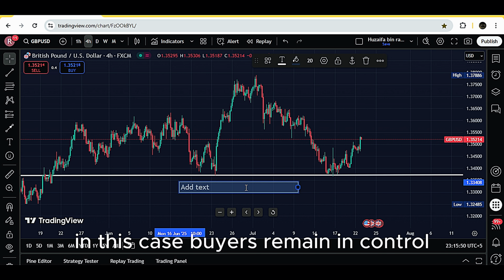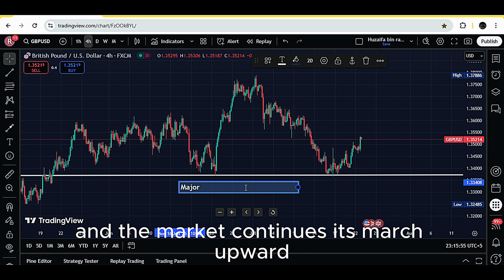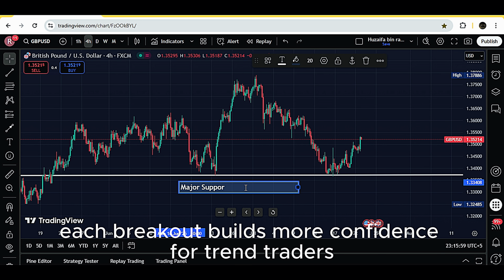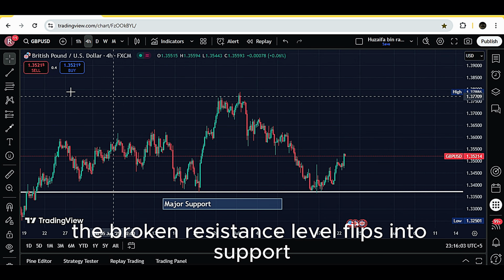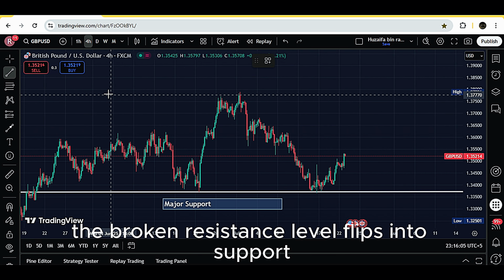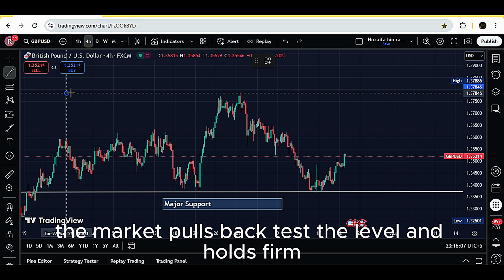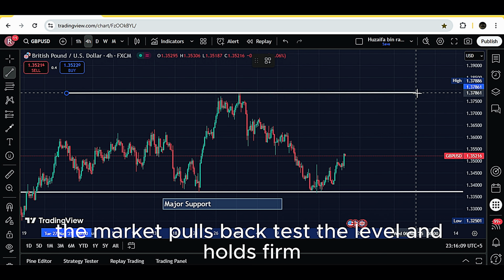In this case, buyers remain in control. The resistance breaks and the market continues its march upward. Each breakout builds more confidence for trend traders. And once again, the broken resistance level flips into support. The market pulls back, tests the level, and holds firm.